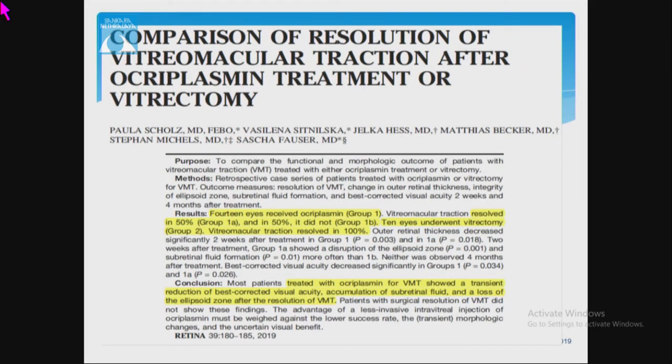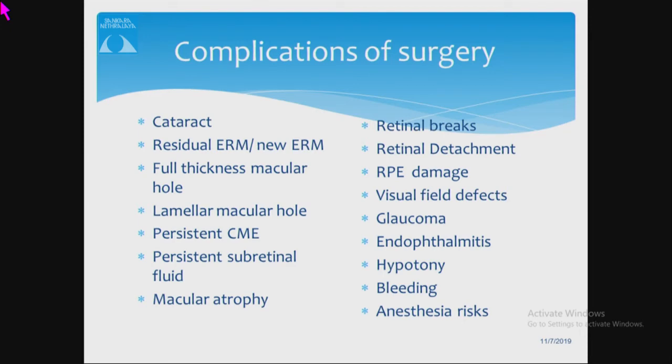In another study which compared the resolution of VMT after ocriplasmin or vitrectomy, they found that even though the injection is a less invasive technique of releasing VMT, its worth should be weighed against the vitrectomy rate because of the morphological and side effects of ocriplasmin. The complications of surgery include cataract, residual epiretinal membrane, progression of full thickness macular hole, lamellar macular hole, persistent CMEs, persistent subretinal fluids, macular atrophy, retinal breaks, retinal detachments, RPE damage, visual field side effects, glaucoma, hypotony, bleeding, and always the anesthesia-related risks.